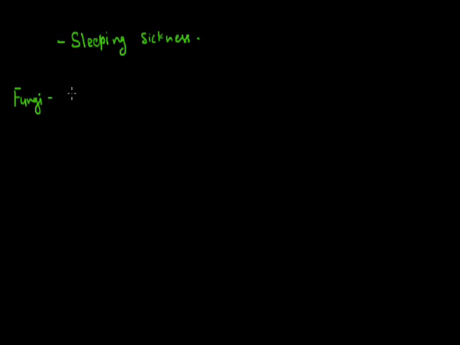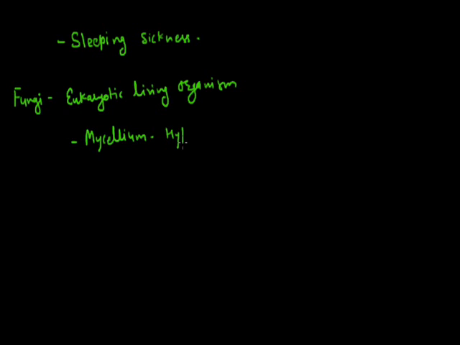Fungi are eukaryotic living organisms which cause disease in human beings. Fungi have a plant body, we call it the mycelium. These mycelia are made up of hyphae. An example of a fungus which causes disease in human beings is Aspergillus.